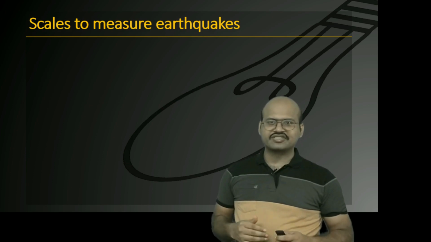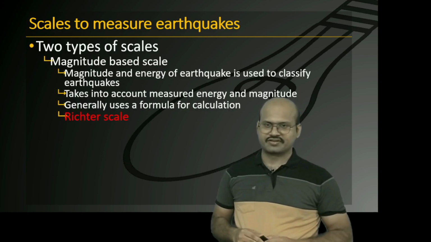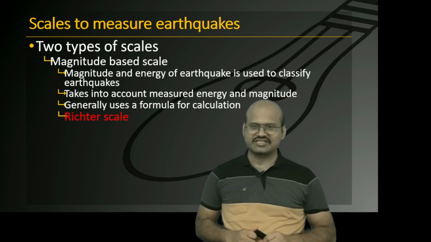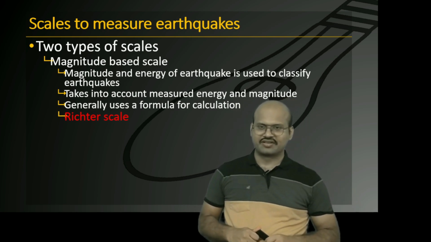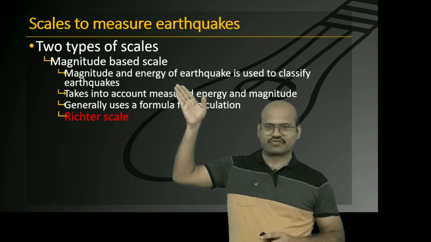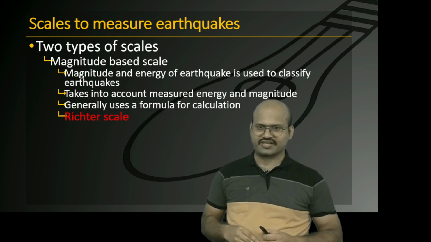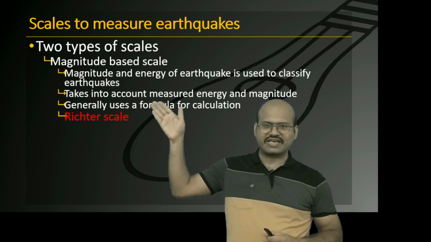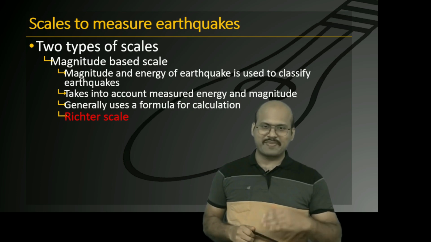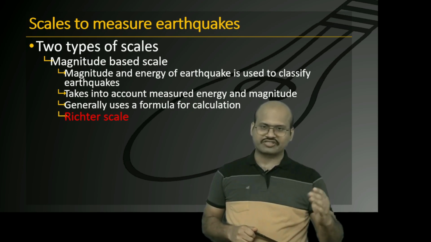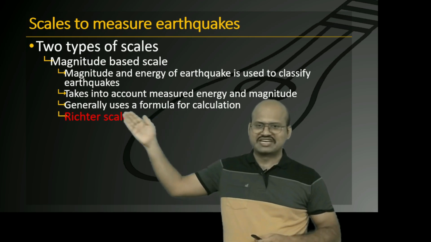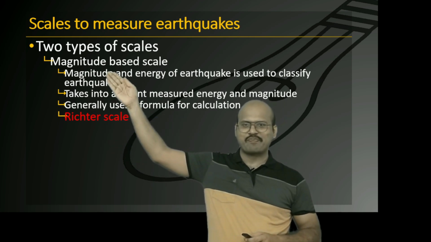Now there are different scales to measure earthquakes. They are basically divided into two categories. The first is the magnitude based scale. Here what we do is measure the magnitude and energy of the earthquake to classify the earthquake strength. It takes into account the energy and the magnitude. The magnitude is the maximum vibration caused by the earthquake. It generally uses a formula for calculation. The Richter scale is an example of a magnitude based scale.